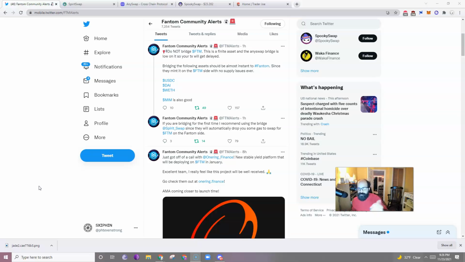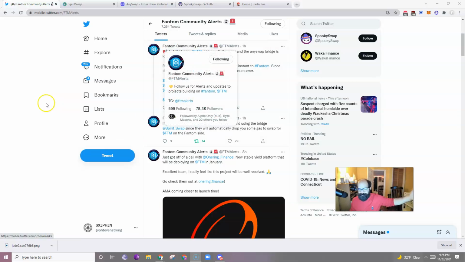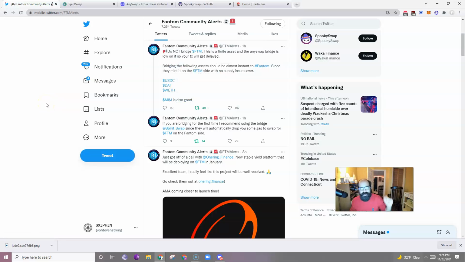I think Austin from Fantom Community Alerts did a great couple of tweets on this, saying, don't bridge Fantom. This is a finite asset, and the AnySwap bridge is low, so your transaction will get delayed. When you bridge from SpookySwap, you are effectively bridging from AnySwap, so you're going to experience the same issues. Now, if you bridge other things to Fantom, you're totally fine, particularly stablecoins.